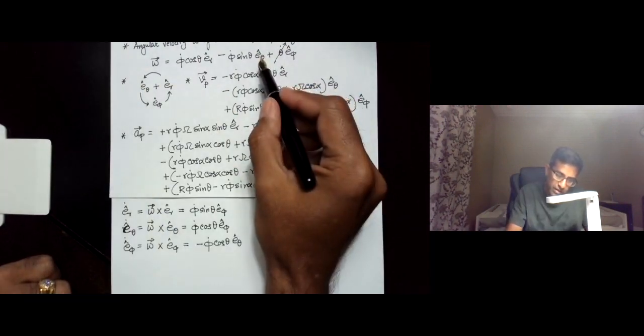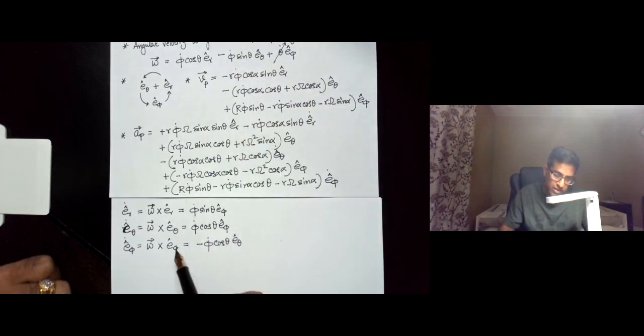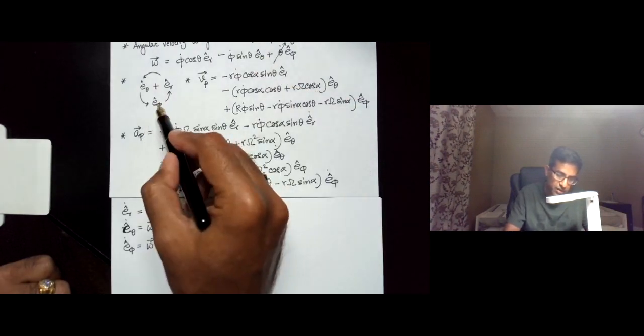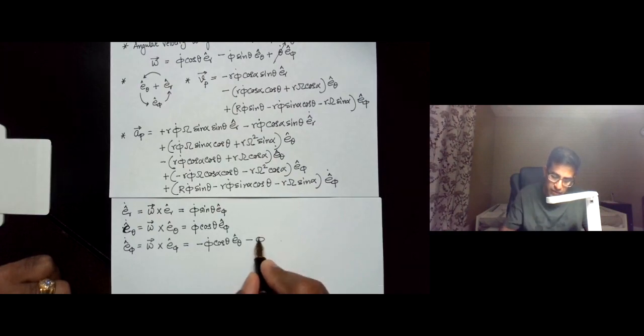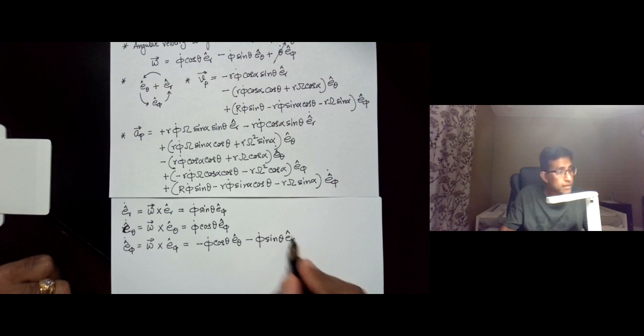And then we have E theta here cross E phi. So E theta cross E phi goes in the positive direction, so it's going to give us ER. So minus phi dot sine theta ER.